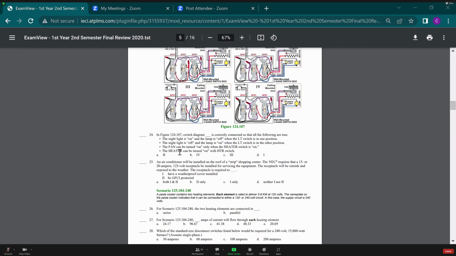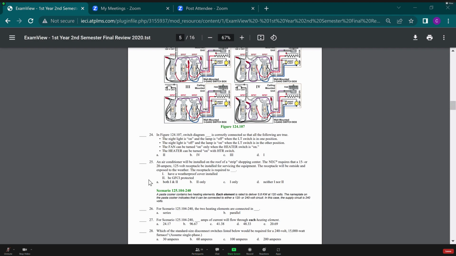Number 25. An air conditioner will be installed on the roof of a stripped shopping center. The NEC requires that a 15 or 20 amp 125 receptacle be installed for servicing the equipment. The receptacle will be outside and exposed to weather. The receptacle is required to blank, have a weatherproof cover installed, be GFCI protected.